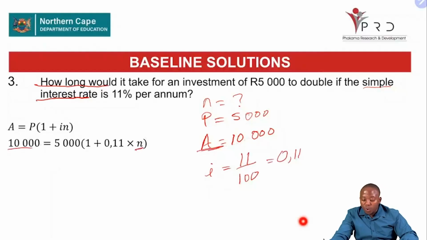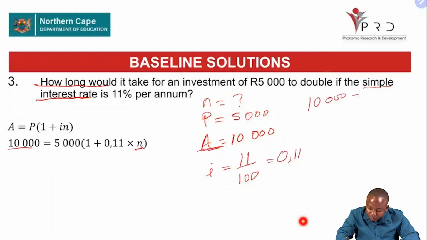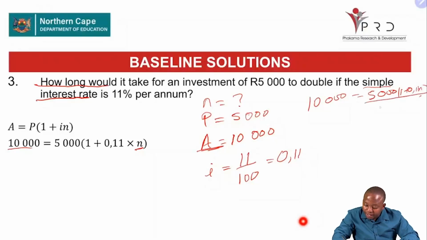is our unknown. With this type of question, we are looking for n, and n is inside of the bracket. When n is inside of the bracket, we start by checking: anything outside of the bracket must get rid of. We have 5,000 there, so to get rid of it, we divide by 5,000 on both sides. In that case, we have 10,000 equals 5,000 into 1 plus 0,11n.